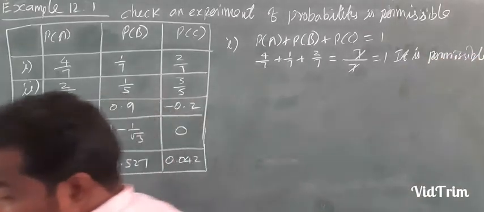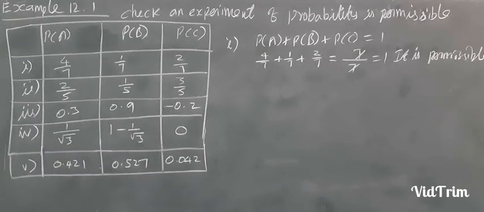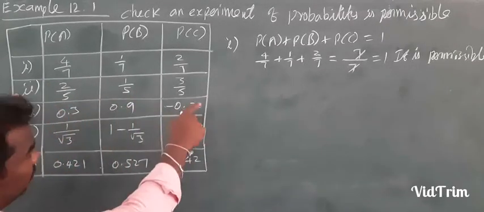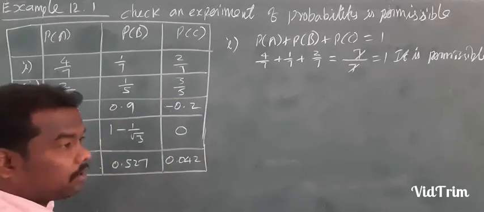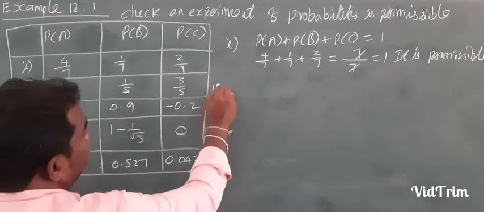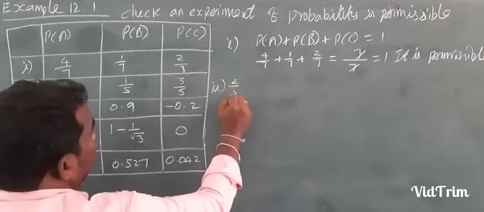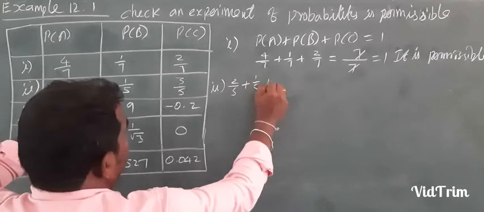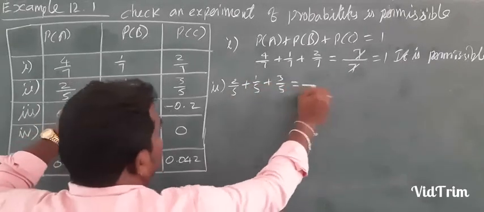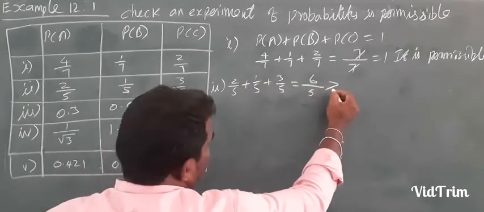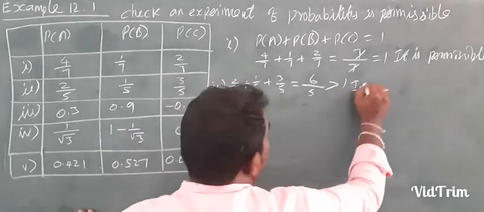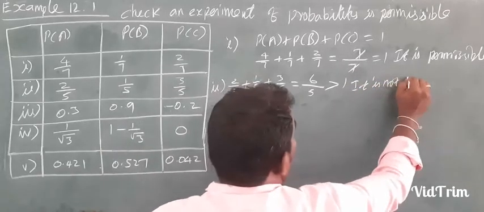So that finishes the first answer. I hope you understand what I am trying to say. Next, the second one. Again we add them together and we should get 1. If 1, it is permissible; if not 1, it is not permissible. Second one: 2 by 5 plus 1 by 5 plus 3 by 5 is equal to 6 by 5, which is greater than 1. So it is not permissible.